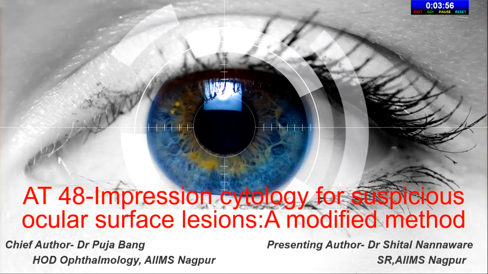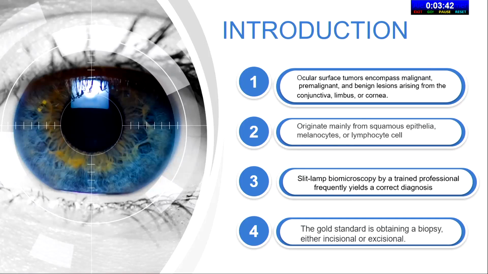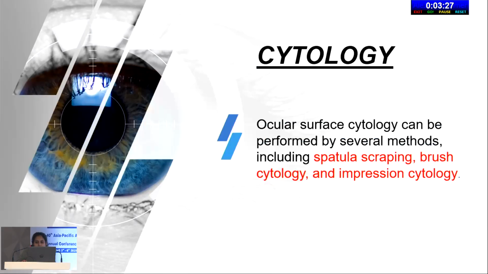Good afternoon all. Today my topic is impression cytology for suspicious ocular surface lesions. Ocular surface tumors can be malignant, pre-malignant or benign lesions, and mostly arise from the conjunctiva, limbus or cornea. They are mainly from squamous epithelia, melanocytes or lymphocytes, and slit lamp biomicroscopy, by a trained professional, frequently yields a correct diagnosis. The gold standard for that is biopsy only, either incisional or excisional.